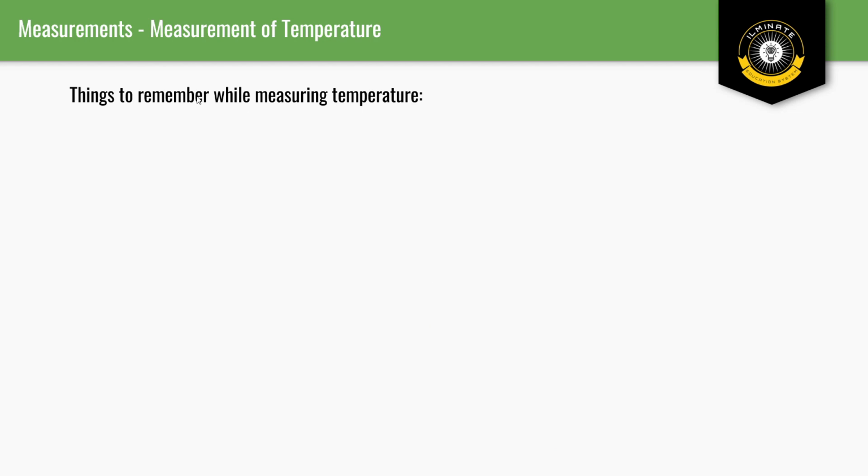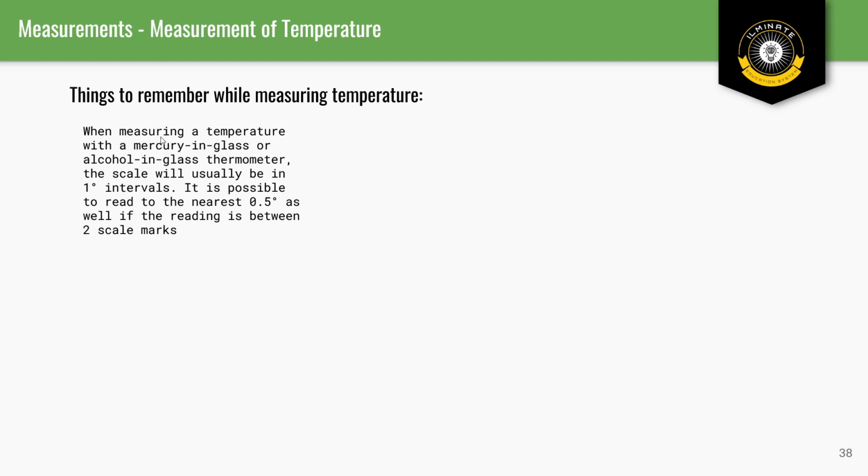So here are some of the precautions and things to remember while measuring temperature. When measuring a temperature with a mercury in glass or alcohol in glass thermometer, the scale will usually be in 1 degree intervals. So it is possible to read to the nearest 0.5 degrees as a general rule of accuracy, if the reading is between 2 marks. So what we basically mean here is that, for example, here we have a thermometer which looks like an alcohol in glass thermometer because of the red line.